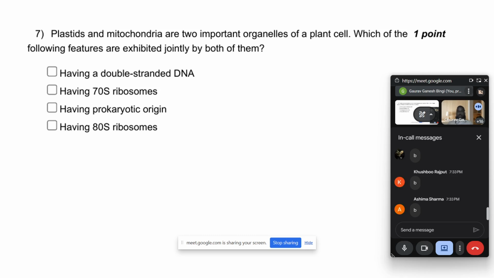Plastids and mitochondria are two important organelles of a plant cell. Which of the following features are exhibited jointly by both of them? Plastids and mitochondria. It's A, B, and C. They both have prokaryotic origin, they both have double-stranded DNA, and they both have 70S ribosomes. Yes.